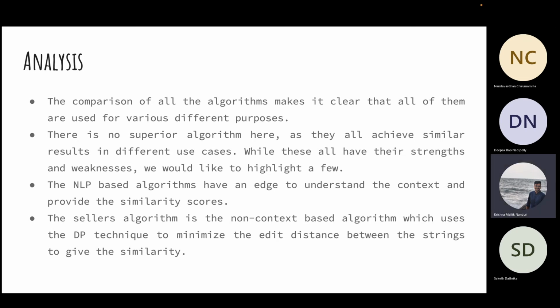For example, we have two types of algorithms that we have taken to compare: the NLP based algorithms and the dynamic programming based algorithms. The NLP based algorithms understand the context and provide a similarity score, taking this edge, not just by comparing it by distance metrics. That is being done by the dynamic programming techniques such as the Sellers and Shift-Or algorithms. They just go by the distance between the sentences and give the similarity.